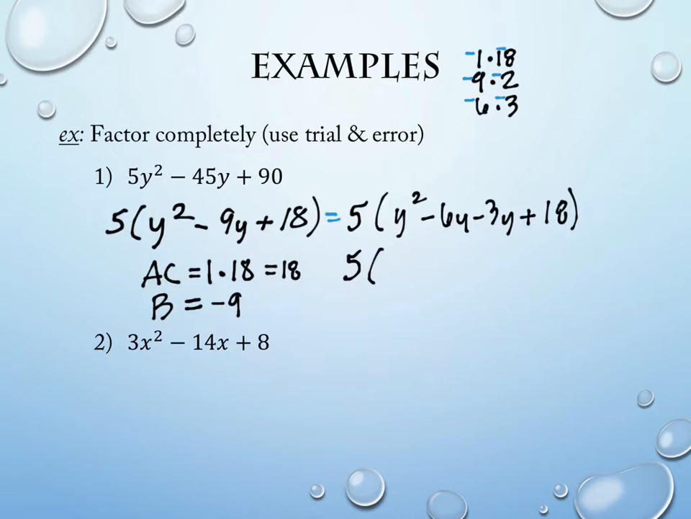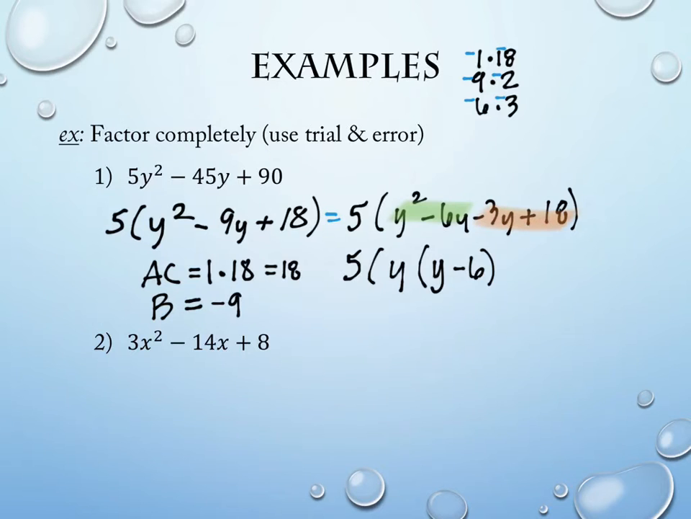So we've got the same 5. We're going to group them. Y squared minus 6y, what do they have in common? A y. If I pull out the y, what am I left with? Y minus 6. Fabulous.